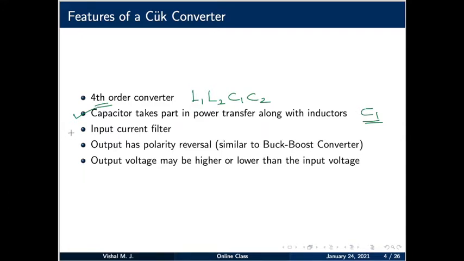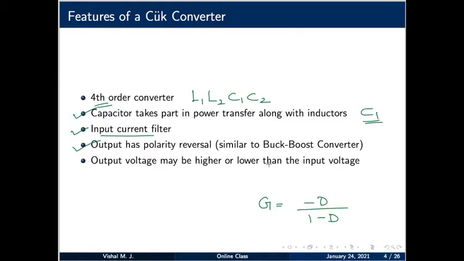Now L1, which is connected in series with the source, acts as an input current filter. Then the output has a polarity reversal, which is similar to a buck-boost converter, which means the gain will have a negative sign. The gain will be minus D by 1 minus D, exactly the same as a buck-boost converter, with the reversal of polarity.